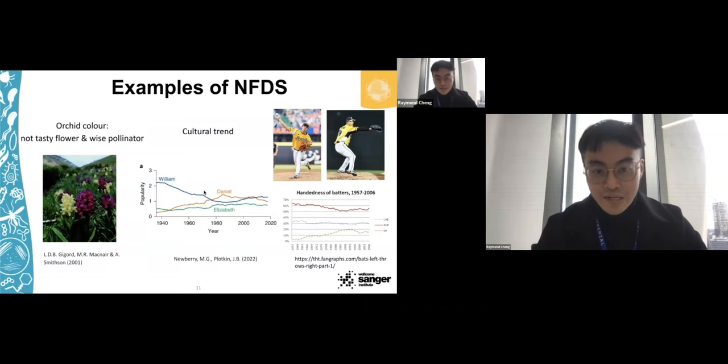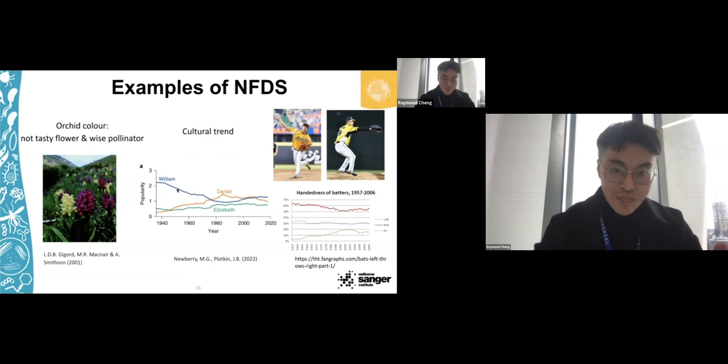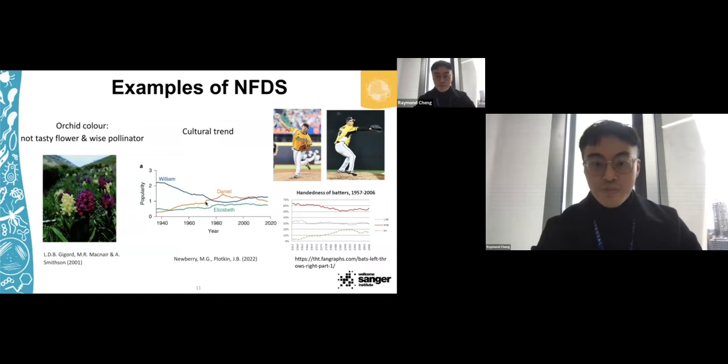So you can see people want to be cool. Once William becomes too common, then the popularity of William will decrease. Then there will be more people with rare names. So this is an example of how a cultural trend is maintained by NFDS.